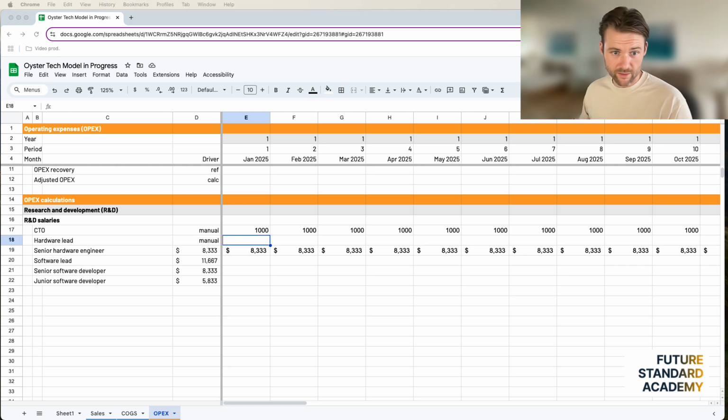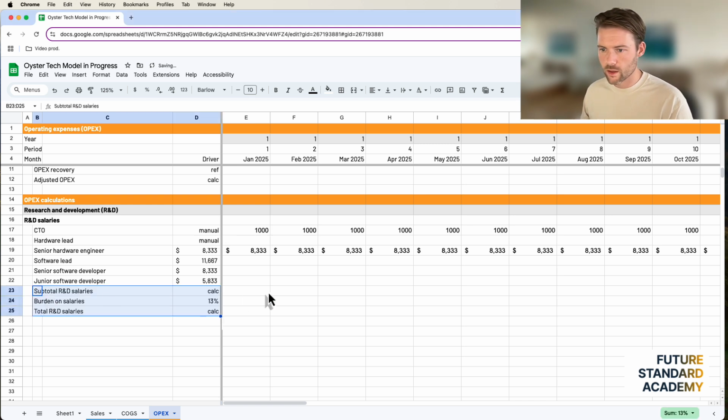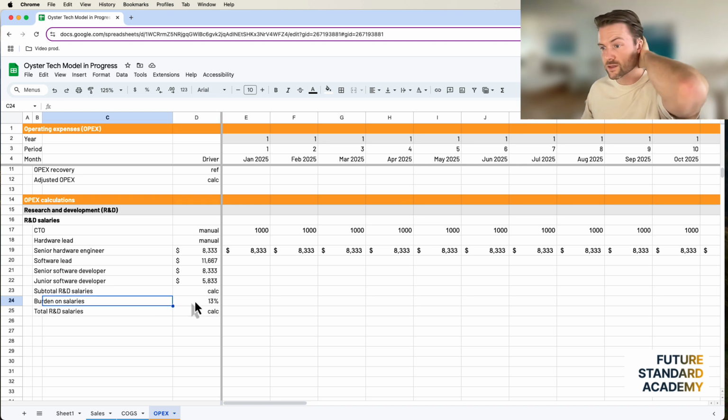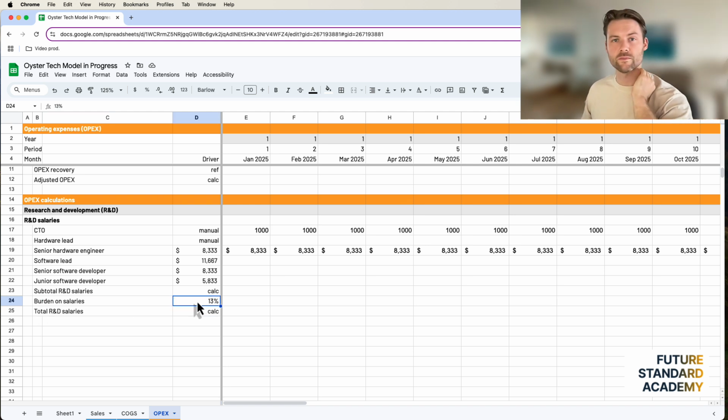But just because I have it done this way already, I'm going to pull over what is, and we're going to go with that. So what's going to happen first off is we're going to subtotal the salaries, and then we're going to add the burden on the salaries separately. So this is things like your benefits, payroll taxes, paying for workers' compensation, all those other costs that come on top of the salaries for an employee. And I'm going to bring over the cost now.